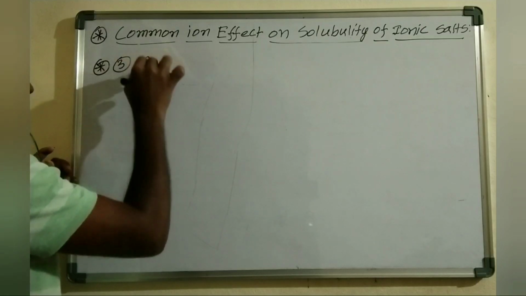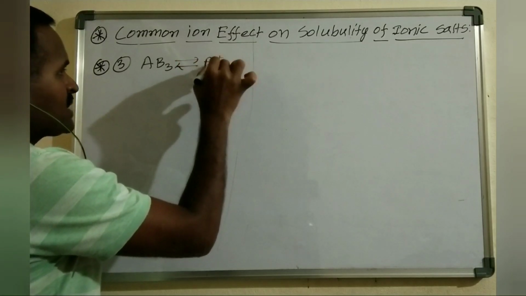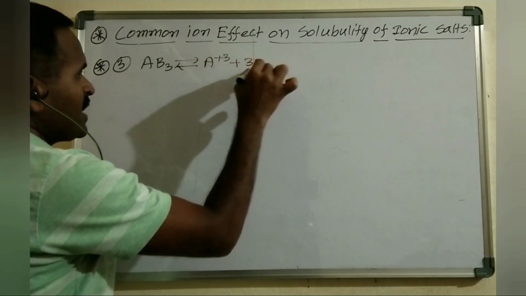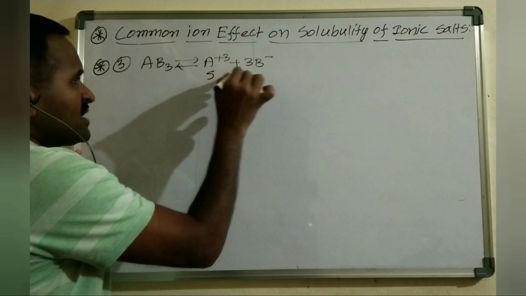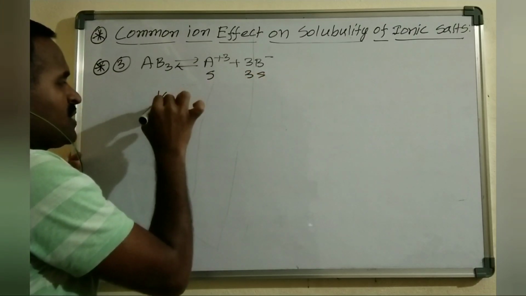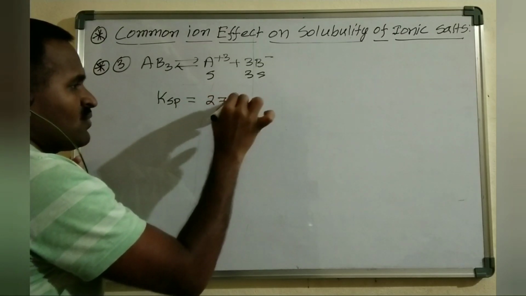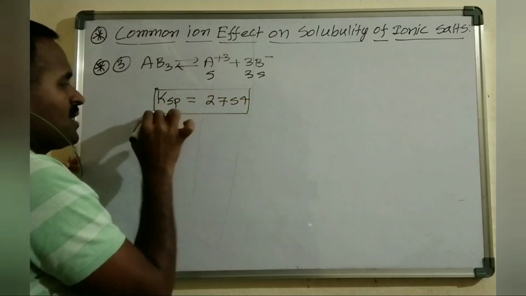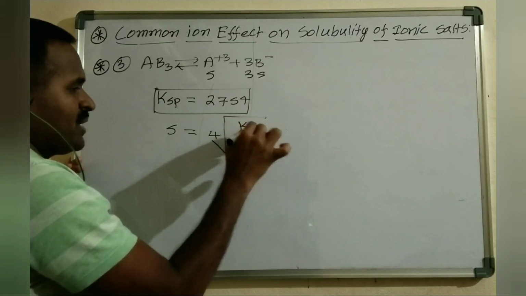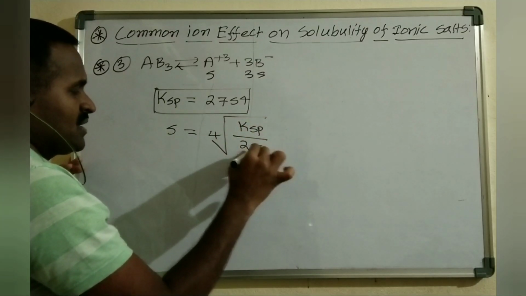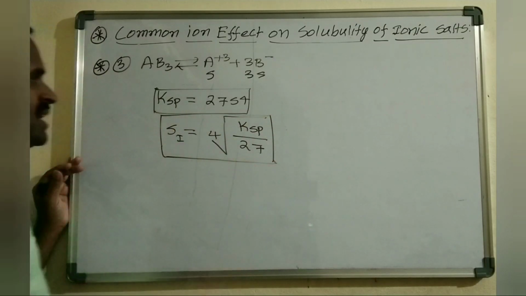Third case is the AB3 type of electrolyte, and it will be dissociated into A plus 3 plus 3B minus, right? A plus 3 plus 3B minus, and its solubility is S, and this is 3S, and its solubility product KSP is equal to 27S power 4. This is the solubility product, and its solubility is equal to the 4th root of KSP divided by 27. This is the initial solubility for the sparingly soluble salt of AB3 type.